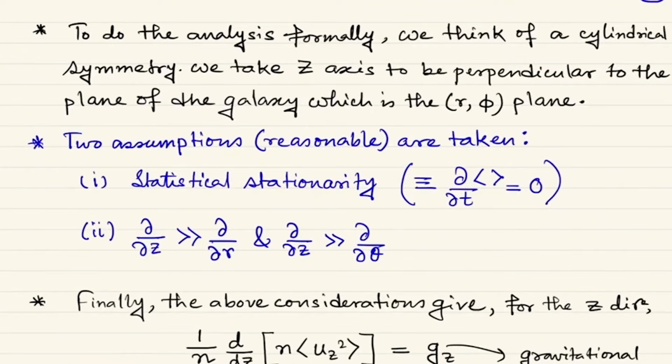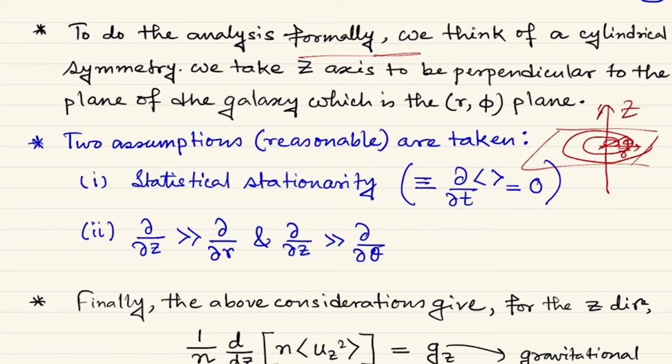So to do the analysis formally, we think of a cylindrical symmetry and we take the z-axis to be perpendicular to the plane of the galaxy, which is the R-phi plane for us. That was the Jeans prescription. If this is the spiral galaxy, then this is the plane of the galaxy and this is the R-phi plane. So this is R, this is phi, and this is the direction z, which is perpendicular to the plane of the galaxy.